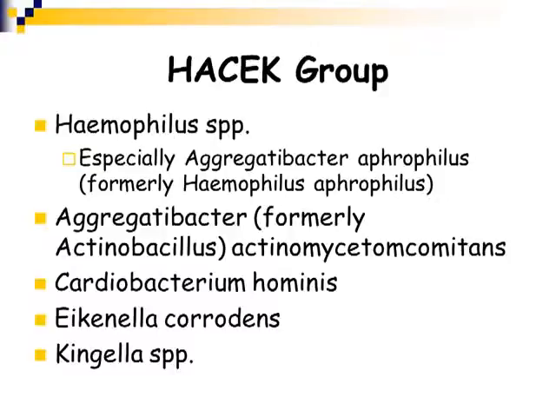The A was Actinobacillus actinomycetemcomitans. Now, Actinobacillus got its name changed to Aggregatibacter. It keeps it easy because Actinobacillus and Aggregatibacter both start with A, so the A in the HACEK still is fine. Then Cardiobacterium hominis, Eikenella corrodens, and Kingella species. So these 5 organisms make up the HACEK group.